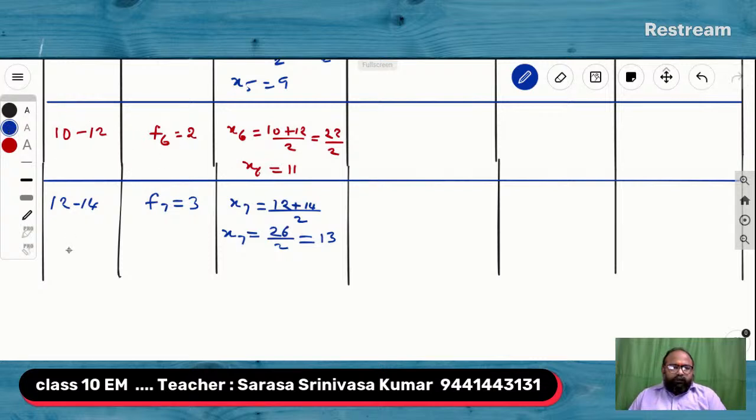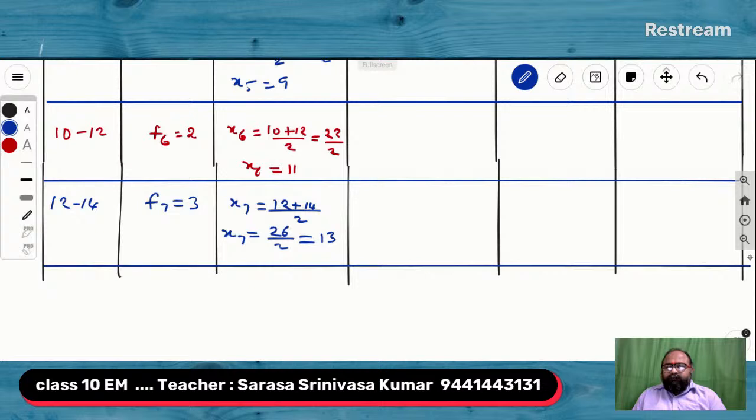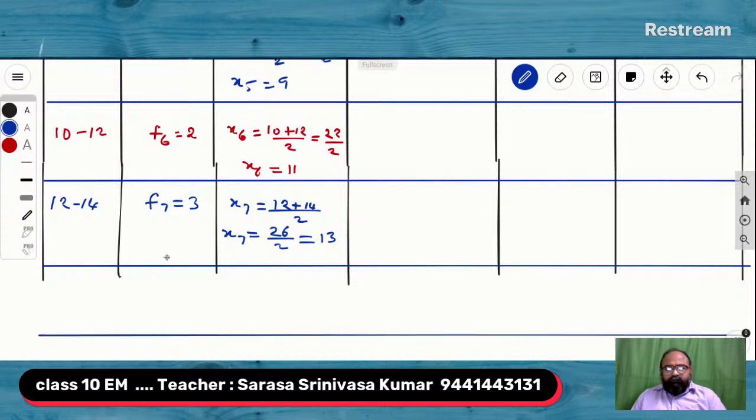Now we have F1, F2, F3, F4, F5, F6, F7, and also X1, X2, X3, X4, X5, X6, X7. That is, we calculated the class marks. Now we find the deviations.